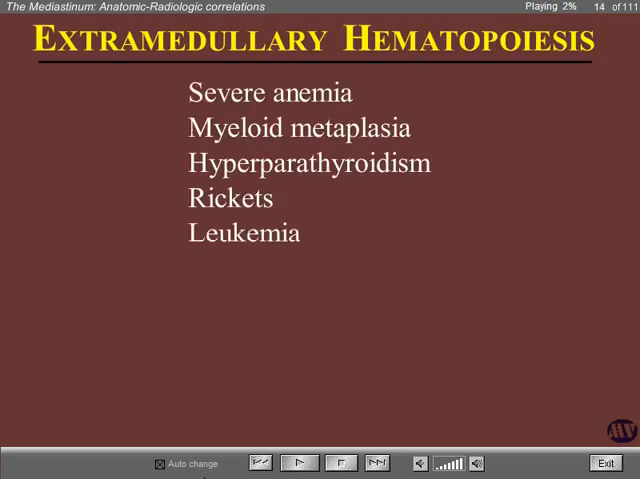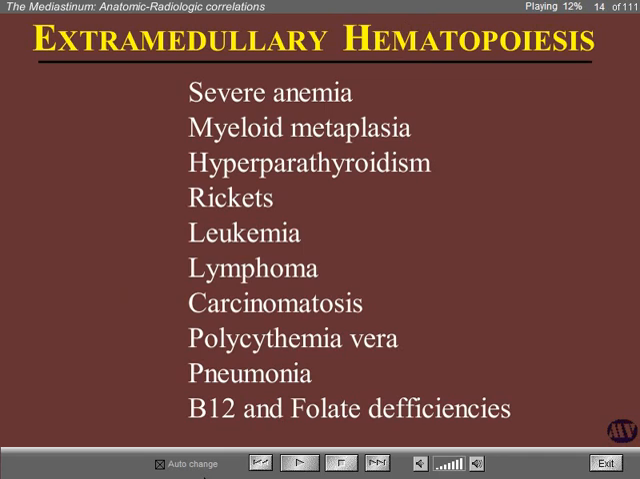When diagnosing a paraspinal mass, particularly if the mass is bilaterally located, we have to inquire in the history of the patient. If the patient has severe anemia, myeloid metaplasia, hyperparathyroidism, rickets, leukemia, lymphoma, carcinomatosis, polycythemia vera, some patients with pneumonia, B12 and folate deficiencies, these are all causes of extramedullary hematopoiesis.